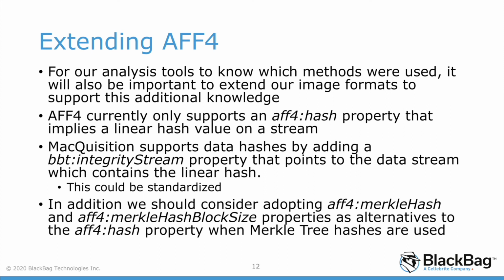We do this by indicating on the logical image stream that you're reading from a property called the integrity stream property. And that points to another object. That points to the data stream that we're actually imaging to do the integrity hashing. Maybe something like this could be standardized in the AFF4 format. And in addition, we need to extend the AFF4 format to consider adopting values for Merkle hash. So rather, as an alternative to the AFF4 hash, which implies a linear hash, and the integrity stream, which implies a linear hash from another data stream itself, we need the Merkle hash options. And the Merkle hash will also have something like a Merkle hash block size property as an alternative to the AFF4 hash property. And this will obviously only be used if Merkle hashing schemes are used to parallelize hashing.